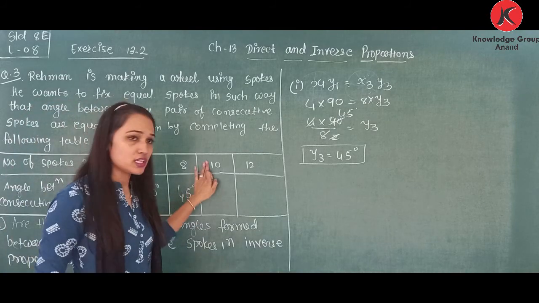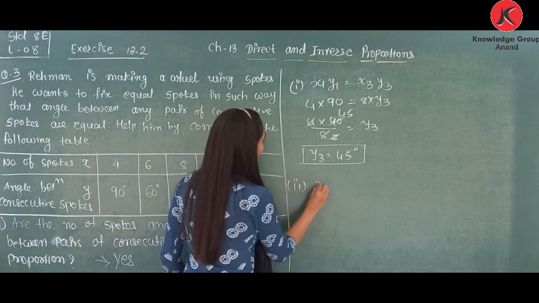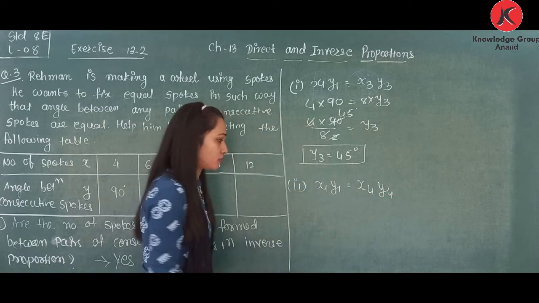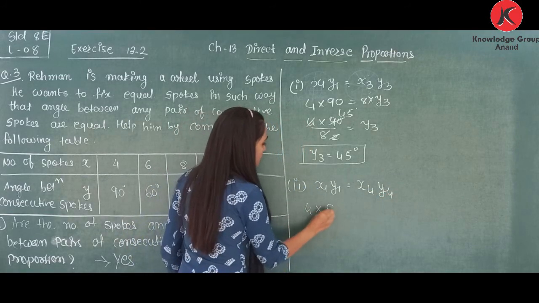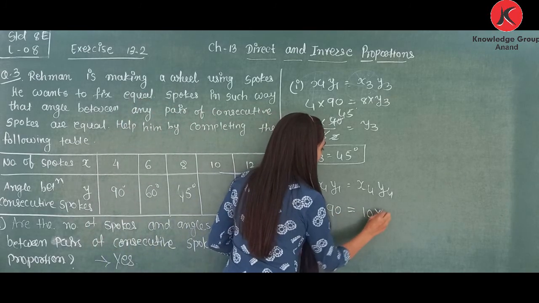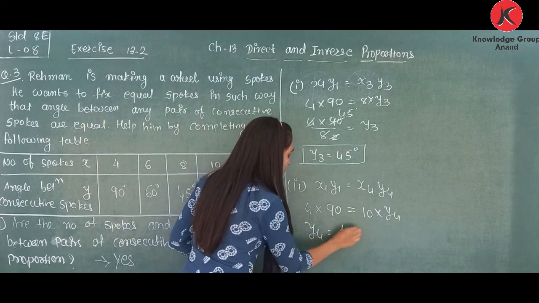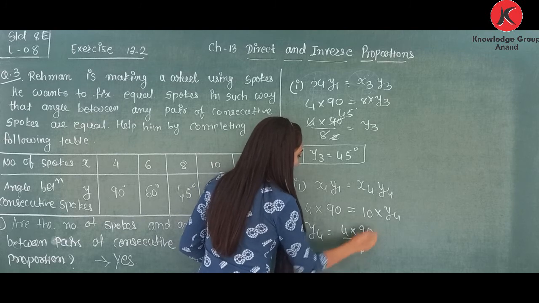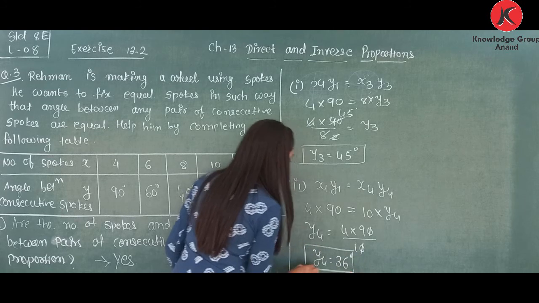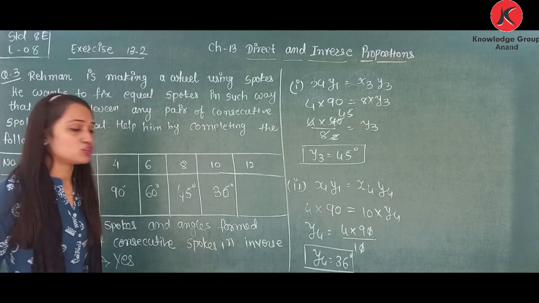Now next, if 10 spokes are there, what is the angle between them? We can write x1 y1 is equal to x4 y4. x1 is 4, y1 is 90, x4 is 10 and we need to find y4. So take 10 in the divide. So y4 will be 36 degrees. So when the number of spokes is 10, the angle between consecutive spokes is 36.